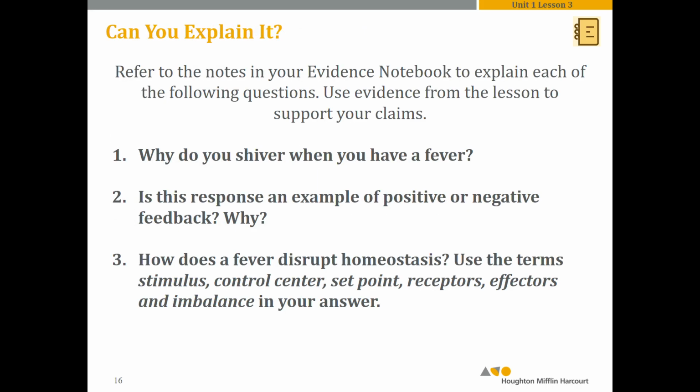Here we have what we have discussed. Why do you shiver when you have a fever? Is this response an example of positive or negative feedback? You should remember the meaning of positive feedback and the meaning of negative feedback. Based on your understanding, you can classify whether a person shivering is positive or negative feedback. Also, you can make a connection between stimulus, control center, set point, response and effectors.